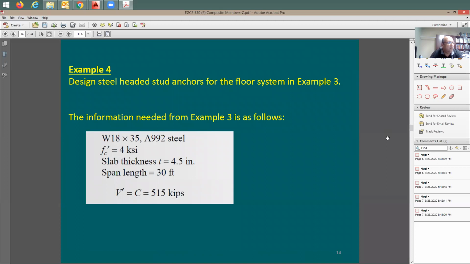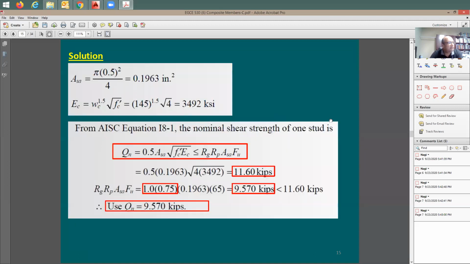All right, so we went through this example already. We solved the example. We have W18x35. We have concrete strength 4 ksi. Slab thickness was 4.5 inch. We have the span, and we find out that the compression, which is based on the steel, taken here from the previous example, was 515 kips. Now I need to figure out the stud and the stud spacing.